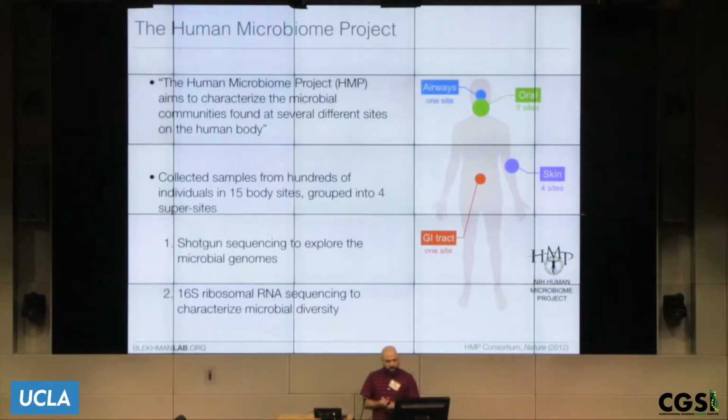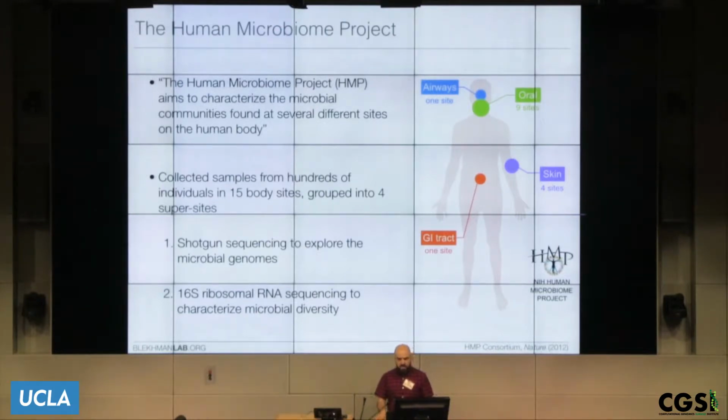The Human Microbiome Project was a very large NIH-funded project with the goal of characterizing the microbiome across different body sites in the human body. They had 15 different body sites, aggregated into 4 what they call super sites. You can see the airways, basically samples from the nose. The oral sites are 9 different sites that are sampled within the oral cavity. 4 sites on the skin, then the GI tract, as usual, is represented by fecal samples. They use shotgun sequencing to explore the different microbial genomes, and then they use 16S ribosomal RNA sequencing to characterize microbial diversity.